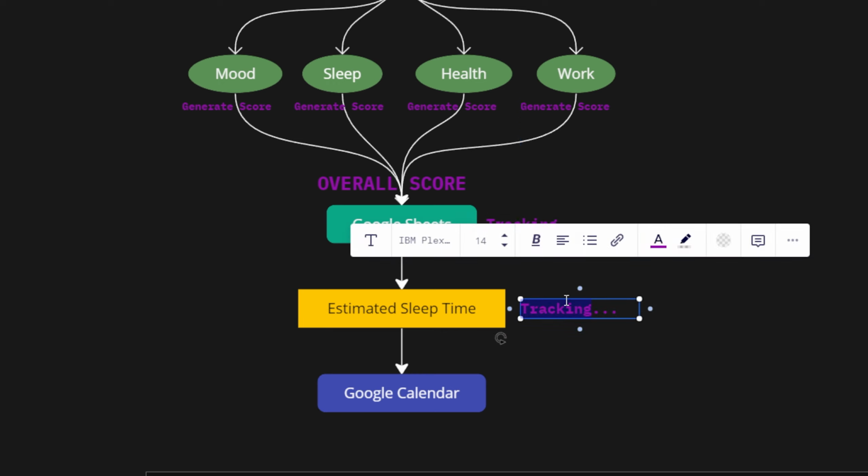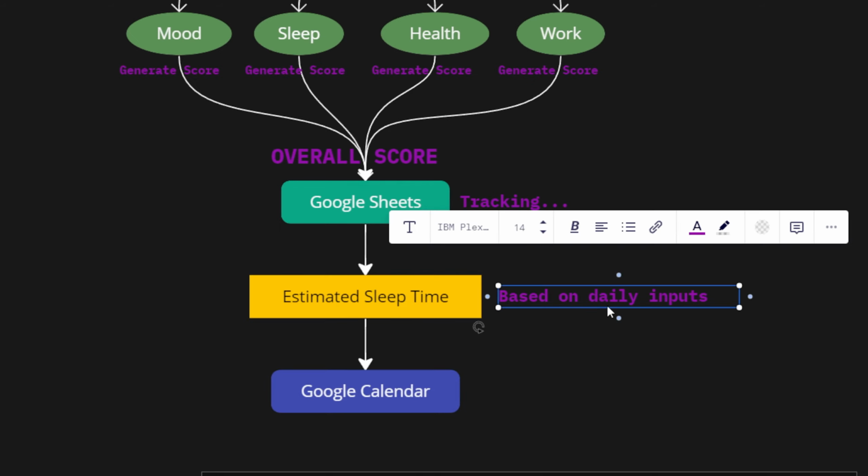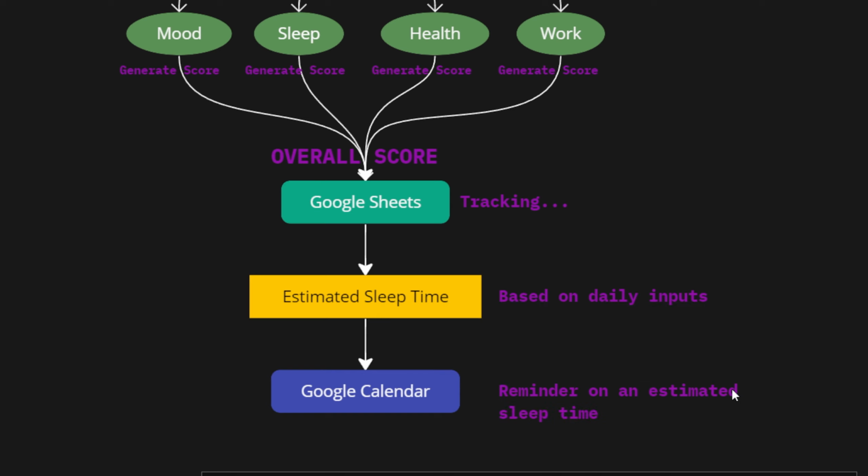The estimated sleep time is going to be based on daily inputs. So I want ChatGPT to give me an estimated sleep time based on how my day went. If I didn't have that good of a day and I'm filling these questionnaires out around 4 or 5 in the afternoon, if I set that schedule that every time I'm filling these out, I want it to be at a certain time, then what time should I go to bed? So if I get a bad score, then I want ChatGPT to give me a reminder on an estimated sleep time, okay?